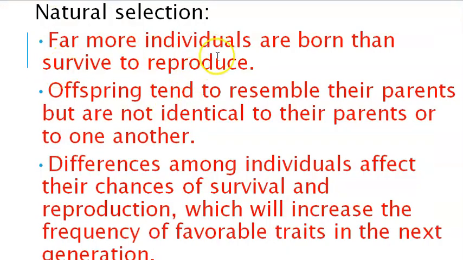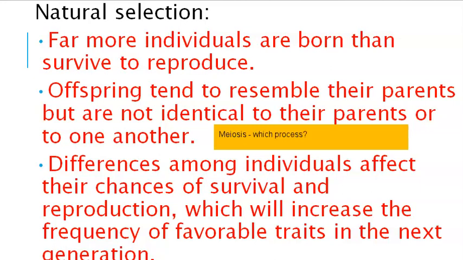Natural selection: far more individuals are born than can survive to reproduce. Offspring tend to resemble their parents, but are not identical due to mutations. Meiosis, right? Oh, good old meiosis. Might want to write that down. We create genetic variety through which processes, hopefully you remember: crossing over, independent assortment, fertilization. And differences among individuals affect their chances, which increases the frequency of favorable traits in the next generation.